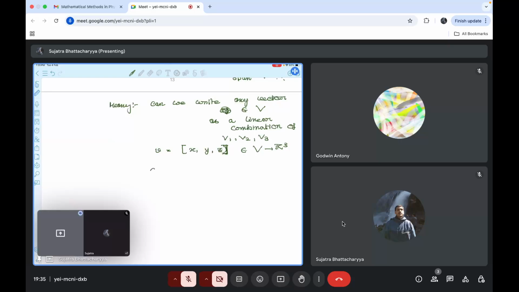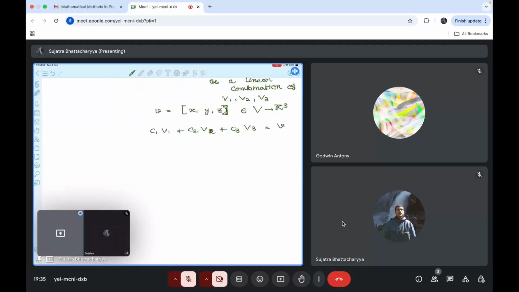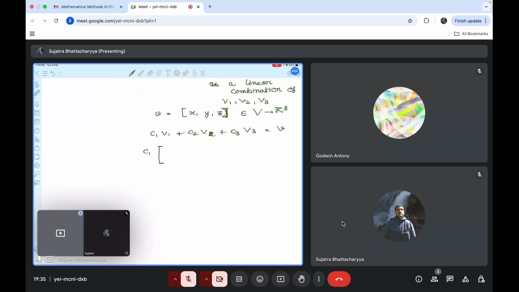So the thing is that it should be C1 V1 plus C2 V2, a linear combination, plus C3 V3, which is equal to V. Alright, so just write it down. So C1, what it is, 1, 2, 1, the vectors, okay? C2, 1, 0, 2, and C3, 1, 1, 0 is equal to your x, y, z.